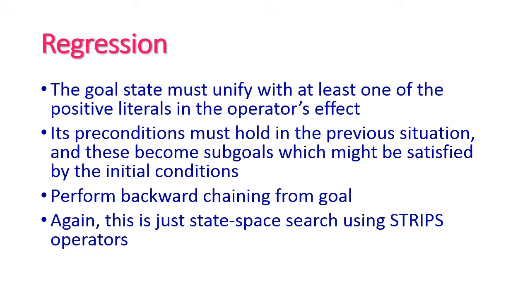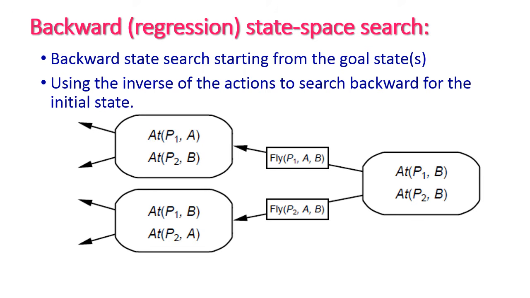Again, this is state space search using STRIPS operators. So in the regression, the searching will start from the goal state. The preconditions are the sub-goals of the previous state. Backward state space search starts from the goal state, or more than one goal state may be there, using the inverse of actions to search backward for the initial state.